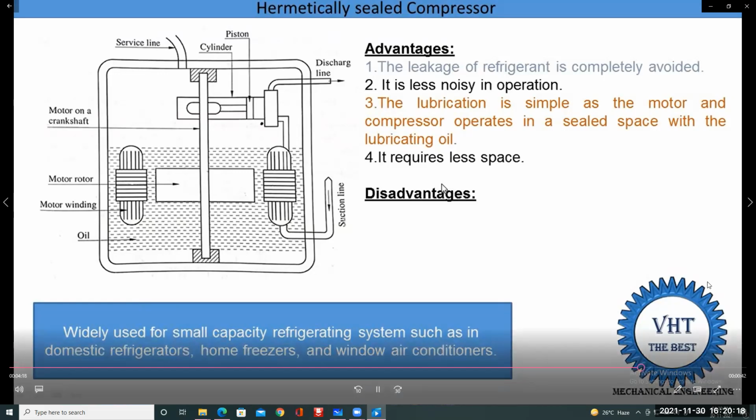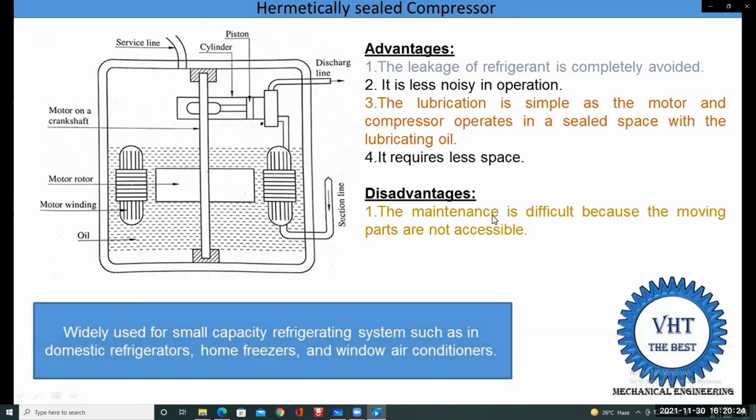Next, the disadvantages. Maintenance is difficult because the moving parts are not accessible. If there is a certain problem in the motor, then we also need to replace the compressor. If the problem is in the compressor, then we also need to replace the motor. So this increases our maintenance cost, and maintenance is difficult because we are required to completely replace the parts. We are not doing maintenance on either the motor or the compressor. We need to replace it.